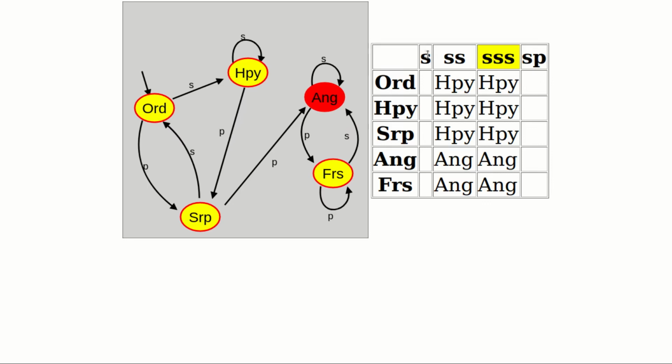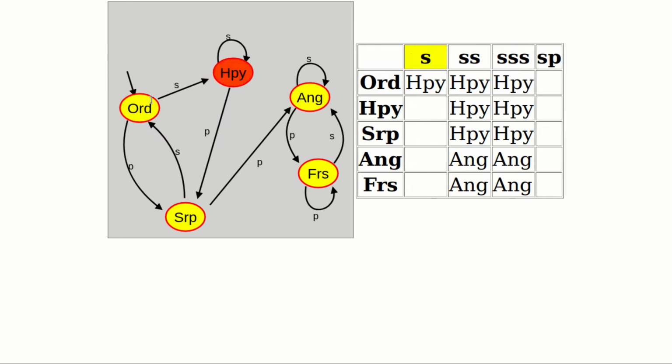But if I just try with a single S, that's different. Let's try that out. If I start with odd, I will go to happy. If I start with happy, I remain happy on a single input S. If I am surprised, I go to ordinary. So you see, this column is going to be different from this column. Even without filling in the other things, I can fill in the other things.